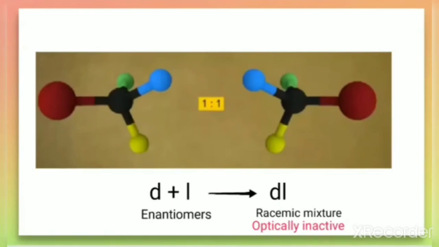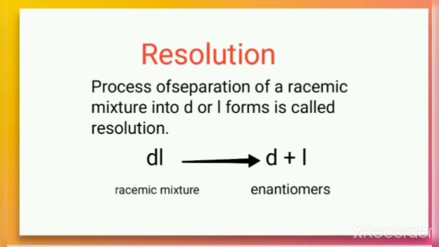Here, the process of converting D and L forms into DL, that is a racemic mixture, is called racemization, and the process of separation of a racemic mixture into D or L form is called resolution. So, here the racemic mixture is converted into enantiomers, that is, optically inactive is converted into optically active. This process is called resolution.